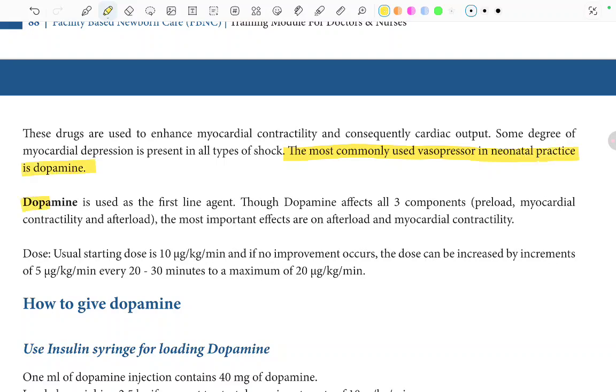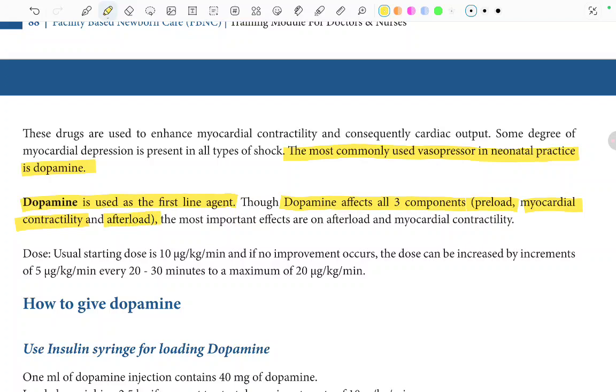Dopamine is used as the first line agent. Dopamine affects all the 3 components: preload, myocardial contractility and afterload. The most important effect is on the afterload and myocardial contractility.